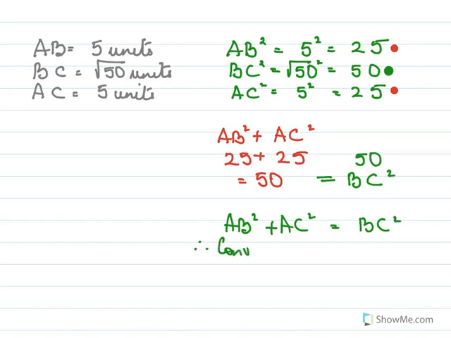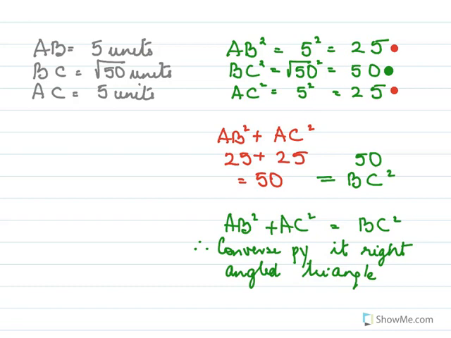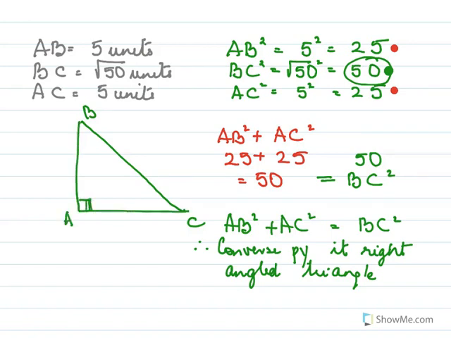Therefore, by converse of Pythagoras, it is a right angle triangle. Which do you think will be the hypotenuse? If you see, the largest side squared is 50, so that must be the hypotenuse. This must be BC here, and here would be your A. So it's right angled at A. This is 5, this is 5, root 50. These two are equal. In fact, it is an isosceles right angle triangle.